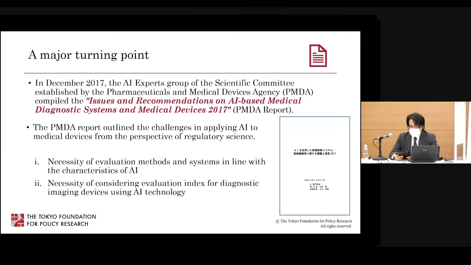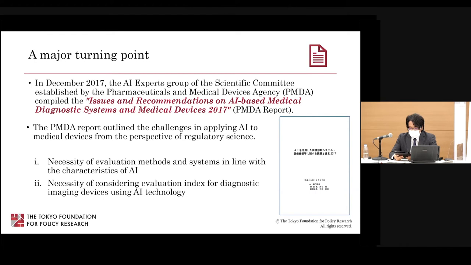Firstly, the major turning point was when the PMDA, the Japanese regulatory body, compiled a report. In December 2017, the AI expert group of the scientific committee established by PMDA compiled the issues and recommendations on AI-based medical diagnostic systems and medical devices. The PMDA report outlined the challenges in applying AI to medical devices from the perspective of regulatory science.